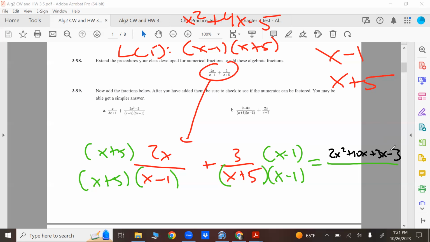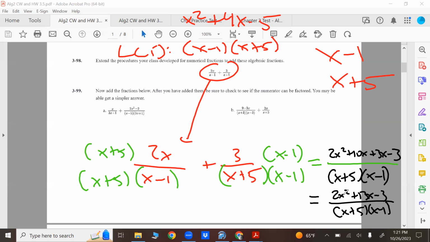And then the bottom, just leave it like this. You don't have to FOIL if you don't want to. It's not necessary. Just leave it like that. And then clean up the top, which is 2x squared plus 13x minus 3 over x plus 5, excuse me, times x minus 1. That's all. Now you got it, right? Pretty easy. Let me write that more nicely.